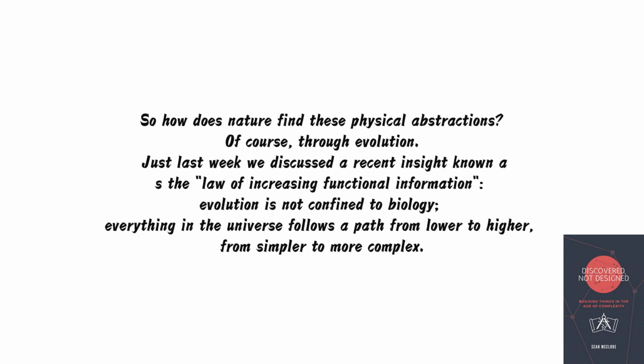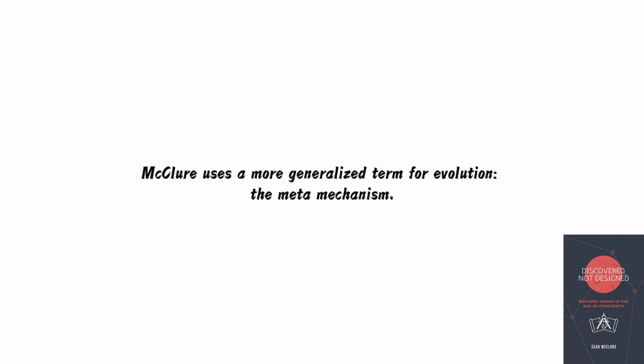So how does nature find these physical abstractions? Of course, through evolution. Just last week we discussed a recent insight known as the law of increasing functional information. Evolution is not confined to biology. Everything in the universe follows a path from lower to higher, from simpler to more complex. McClure uses a more generalized term for evolution: the meta-mechanism.